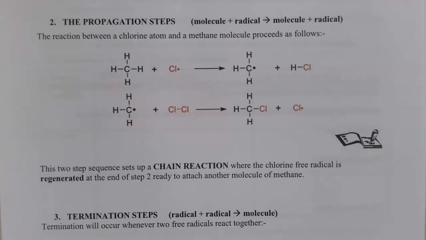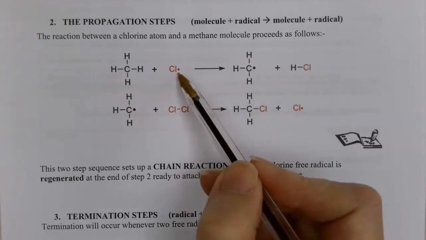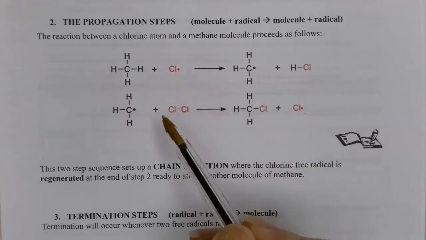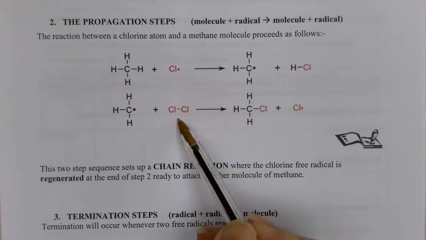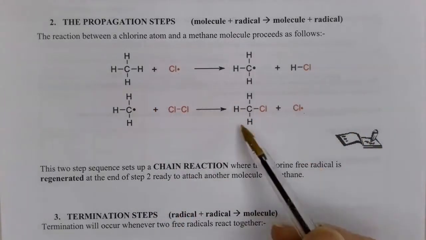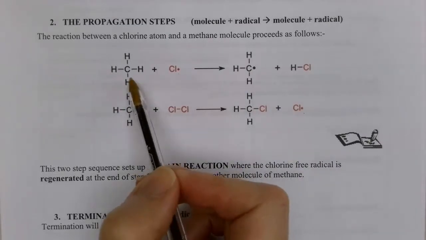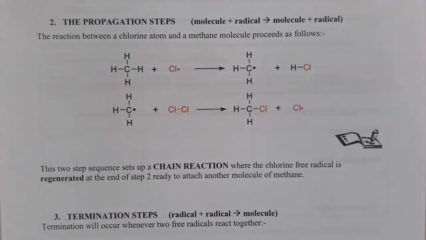And it's important that you understand that the chlorine free radical is regenerated, not recycled or reused. This chlorine free radical is different from the chlorine free radical we started with because it's come from a new chlorine molecule. So that's why we say that the chlorine free radical is regenerated. This is a chain reaction because now I've regenerated a chlorine free radical. It can go off and attack a new molecule of methane, and round and round and round we go until we get to a termination step.